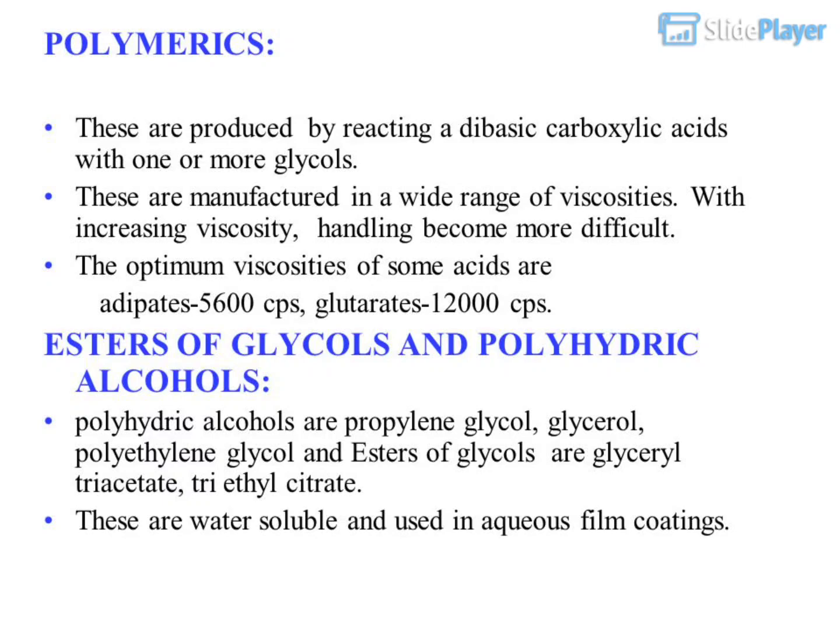Polymerics. These are produced by reacting dibasic carboxylic acids with one or more glycols. These are manufactured in a wide range of viscosities. With increasing viscosity, handling becomes more difficult. The optimum viscosities of some acids are: adipates 5600 cps, glutarates 12,000 cps.